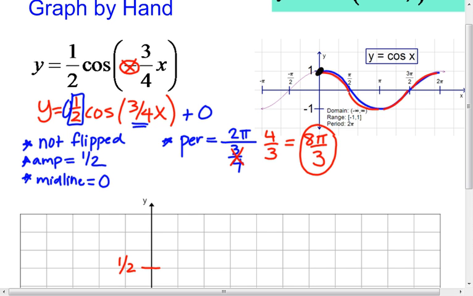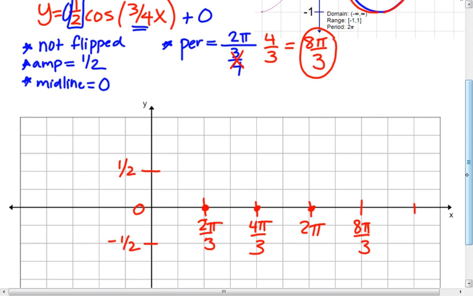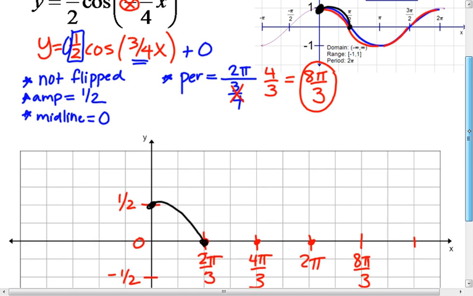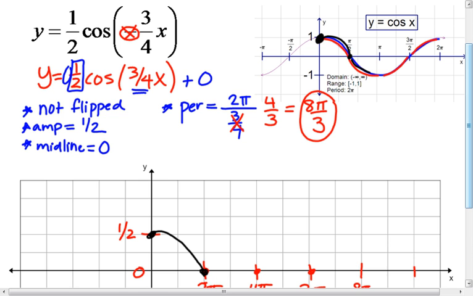So at the beginning it's at its high point, notice, and then for the first quadrant it goes down to the midline. So I'm going to do that same thing. I'm at its high point. For the first quadrant it goes down to the midline, and then I go up here. At the next quadrant, it's down here. At the third quadrant, it's here. And at the fourth quadrant, it goes back up.